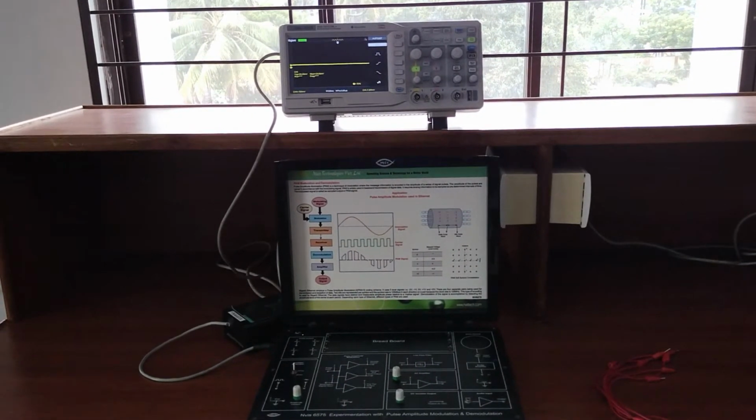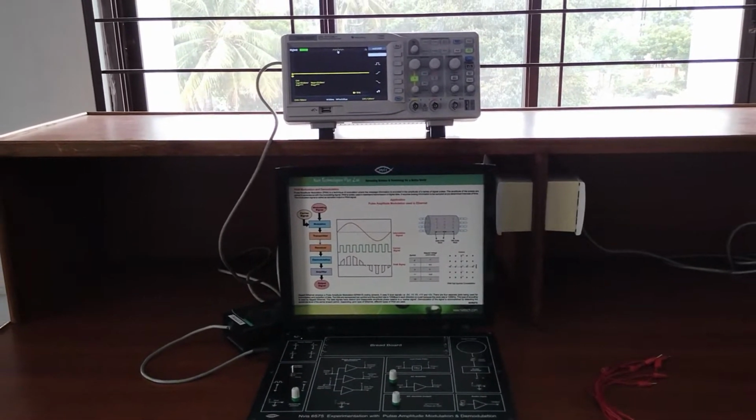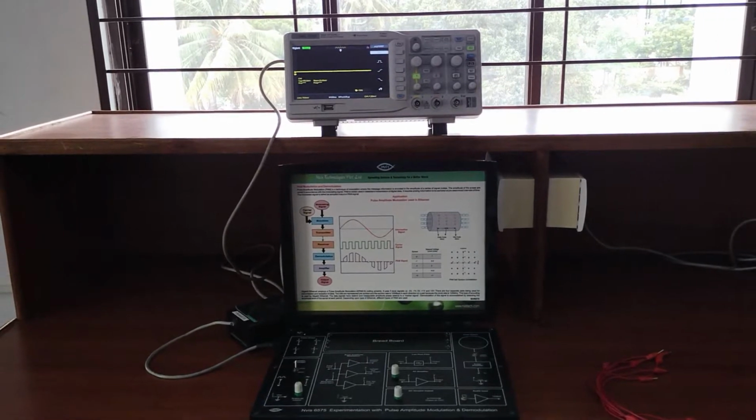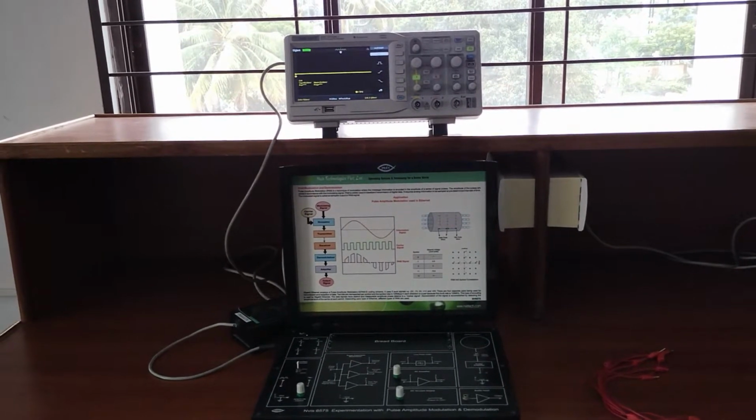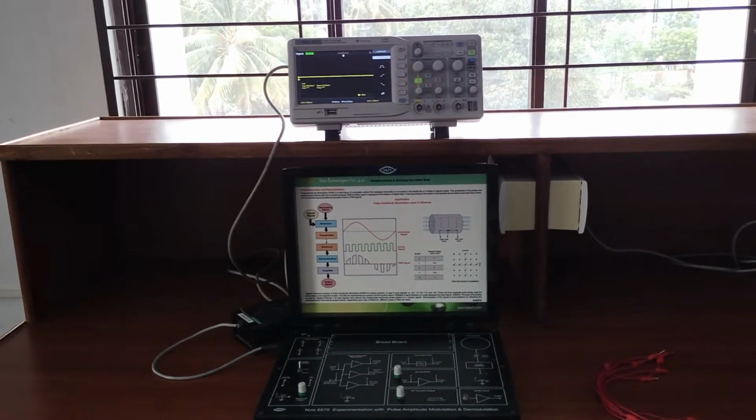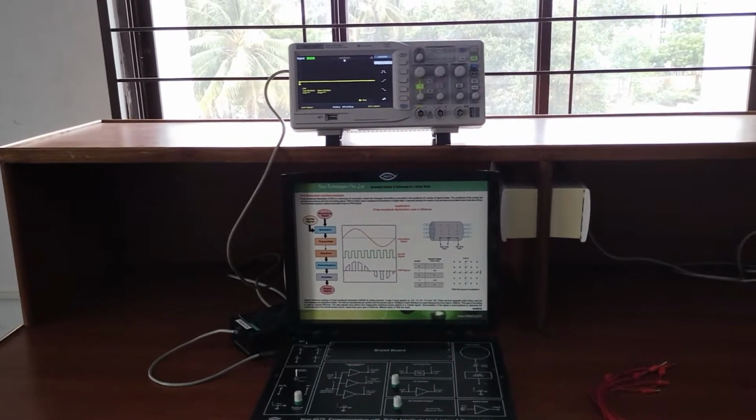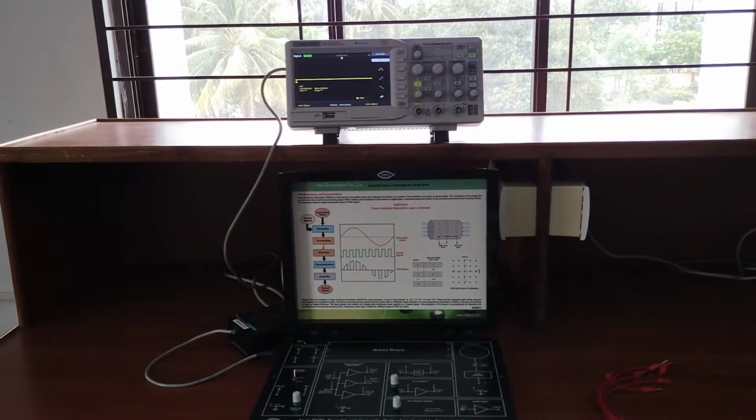In that, the fourth experiment is pulse amplitude modulation. So this is the trainer kit, pulse amplitude modulation. In the single kit, we are having the modulation as well as demodulation. So to observe the waveforms, I am using the digital CRO.